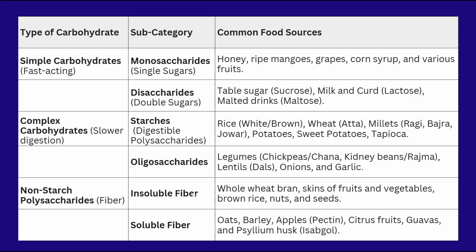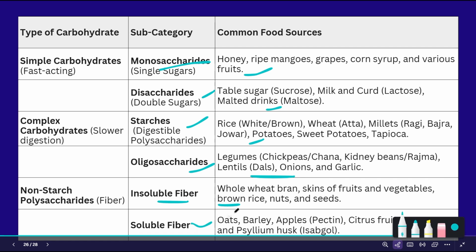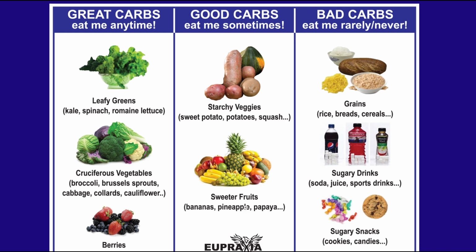So this is a summary of which carbohydrates are present in which food items. The monosaccharides are present in these food items. You can see this. And disaccharides are present in such food items. The complex carbohydrates are present in such food items. And oligosaccharides are mostly present in these food items. The insoluble fibers are available in these food items. The soluble fibers are present in these types of food items. So this is the simple picture. You can understand which are good carbohydrates, which are bad and which are great.